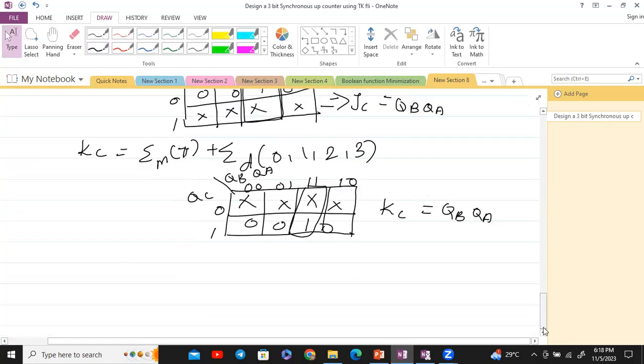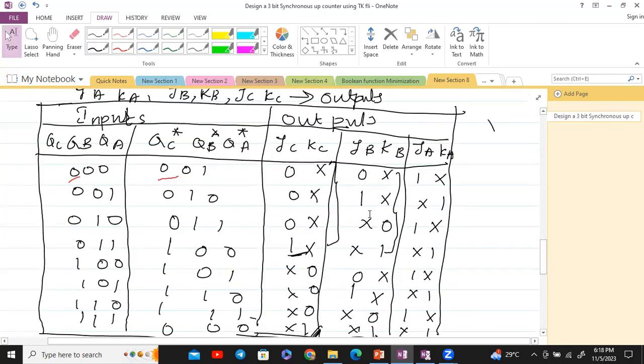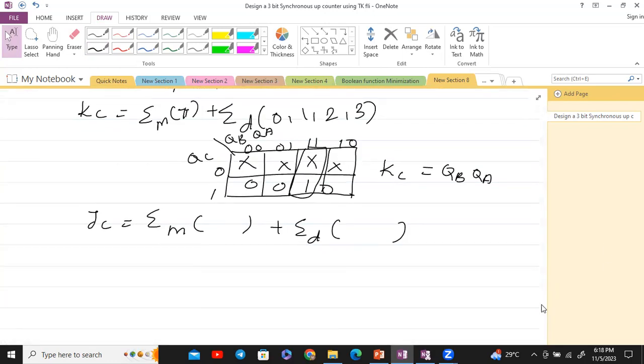Next, similarly, we have to go for JB. JB is equal to. So what are the terms? First, we can check in the transition table. We have the min terms plus the don't care terms. So what are the values you have for 1? In JB you have 001 as well as 101. What does that correspond to? 2 comma 5. So these are the min terms, 2 comma 5.